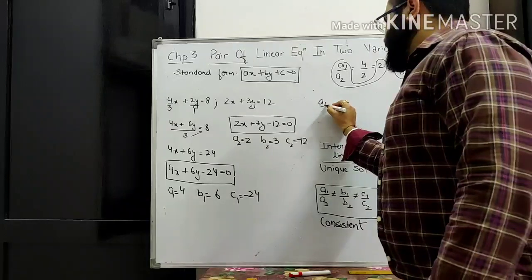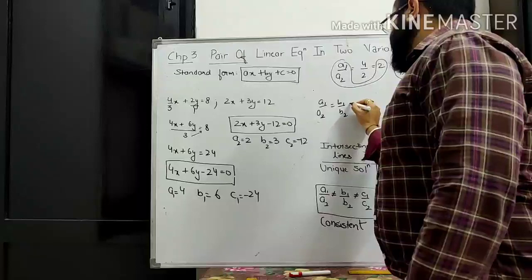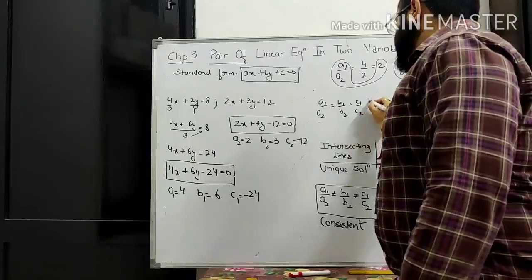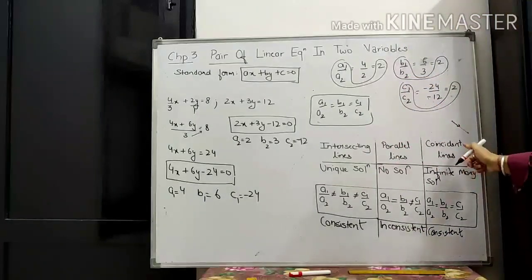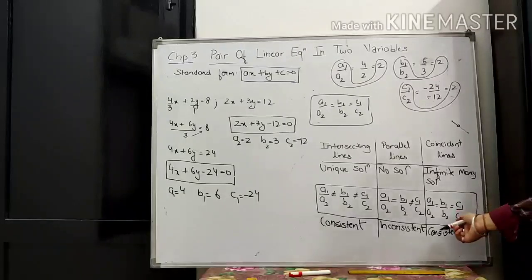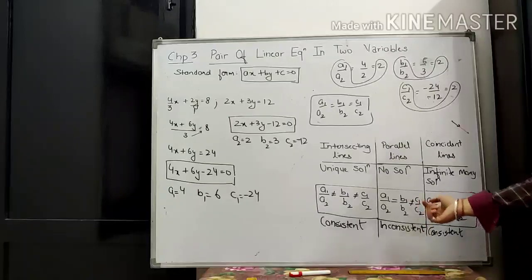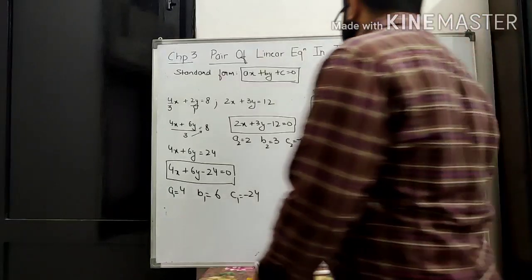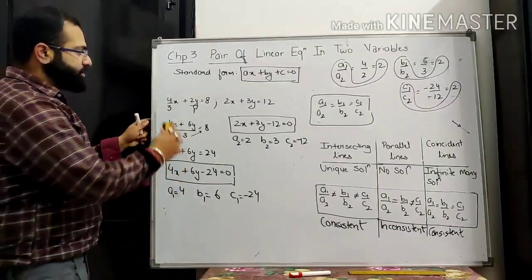So the three ratios are equal. So you can say that a1 over a2 is equal to b1 over b2 is equal to c1 over c2. So if the three ratios are equal, what do we have with us? We have coincident lines with infinitely many solutions, and the pair of linear equations is said to be consistent. Okay, they'll be inconsistent only if a1 by a2 is equal to b1 by b2 but not equal to c1 by c2, or you can say when we have the case of no solutions. Okay. So we'll just change this.